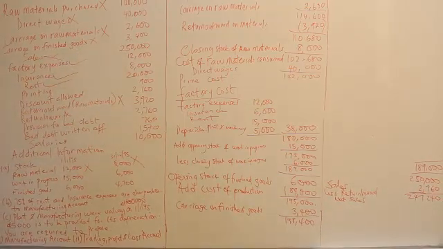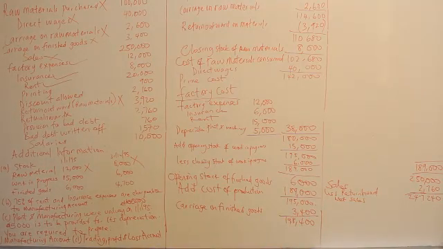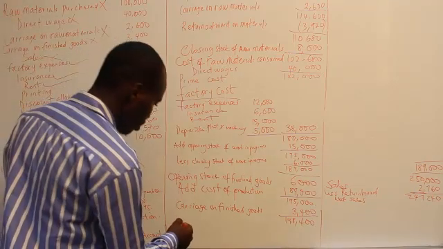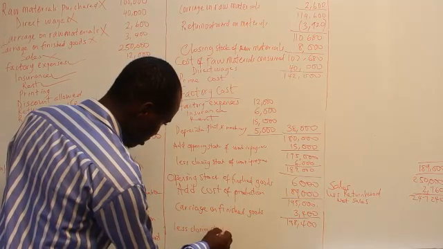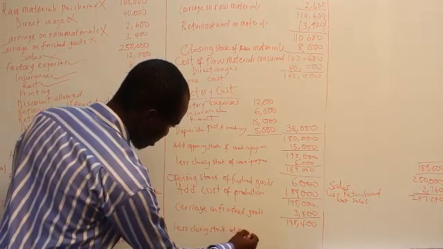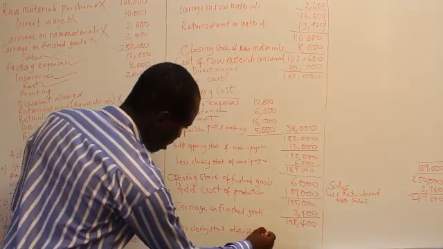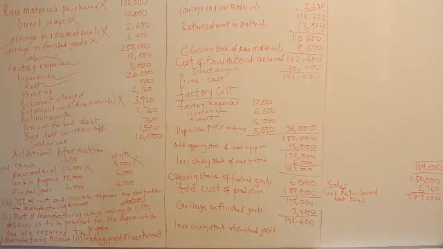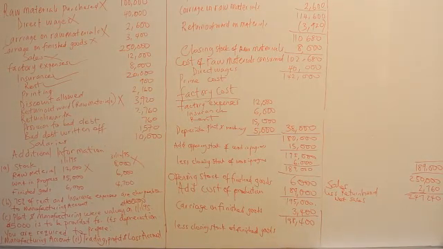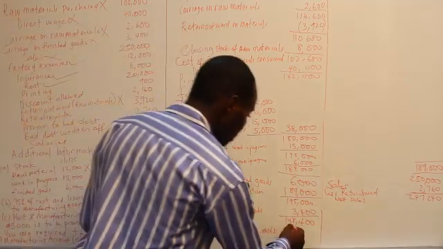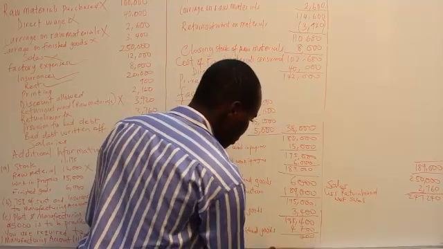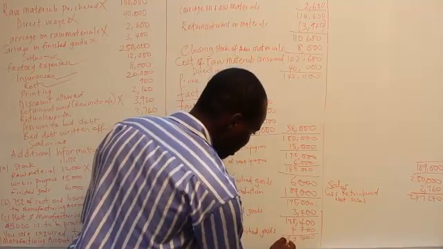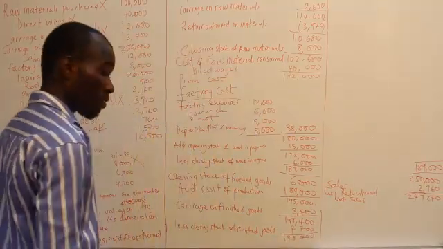So we've done this, we've used this. The next thing is to less the closing stock of finished goods. The closing stock of finished goods is 4,700. So we have 0, 0, 7, 3, 9, and 1. So this serves as cost of goods sold.